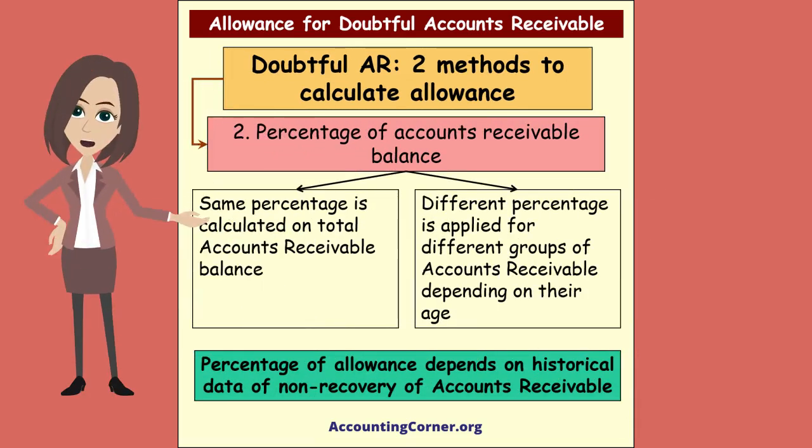The second method is to calculate an allowance based on a percentage of the total accounts receivable. This percentage is determined by historical data and reflects the likelihood of non-payment. There are two ways to do this. Apply the same percentage on the total accounts receivable balance. Alternatively, apply a different percentage for different groups of accounts receivable, depending on their age. Percentage of allowance depends on historical data of non-recovery of accounts receivable.